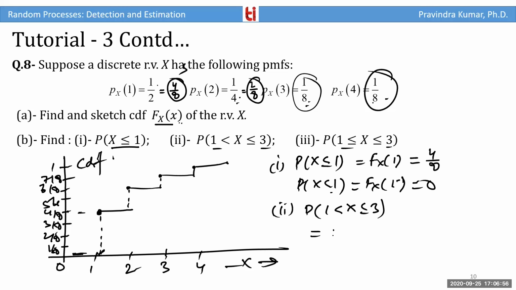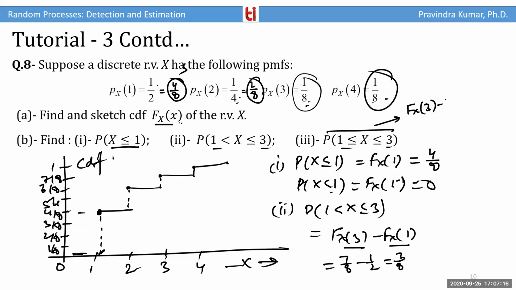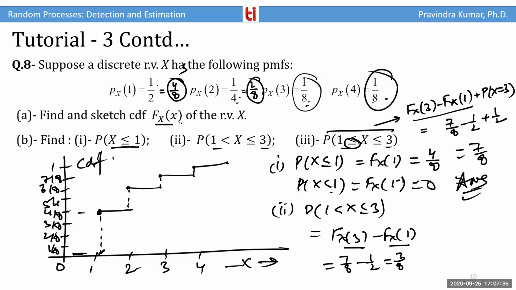And the second point is the probability when x is between 1 and 3. From the definition, it is F(3) minus F(1). So F(3) is 7/8, and F(1) is 1/2. So 7/8 minus 1/2 is 3/8. And the third point, from the definition, is F(3) minus F(1), and the extra equal sign means it is added at x is equal to 1. So it is 7/8 minus 1/2 plus 1/2. So the answer is 7/8.